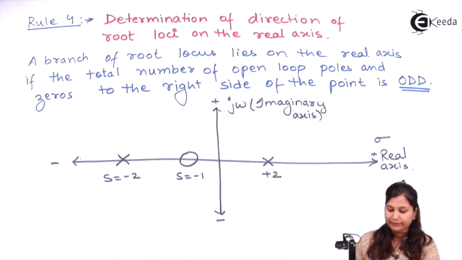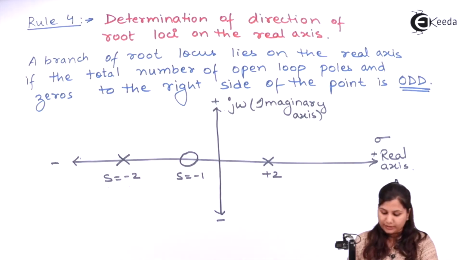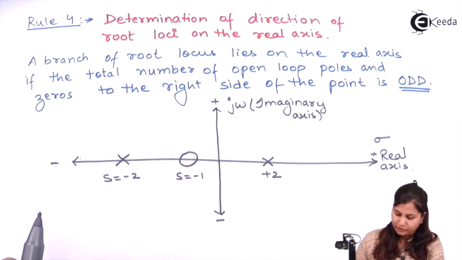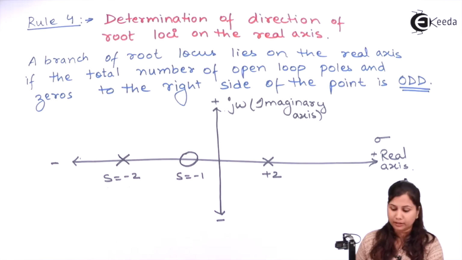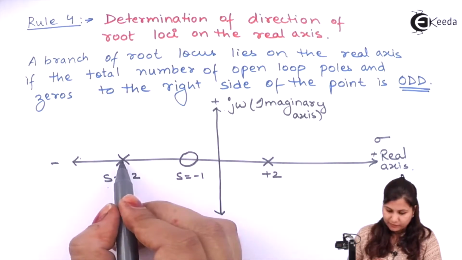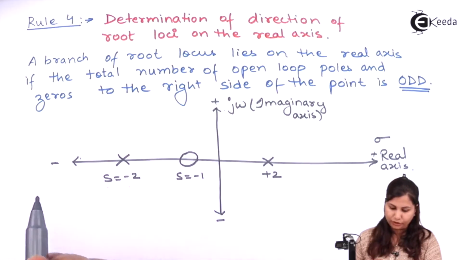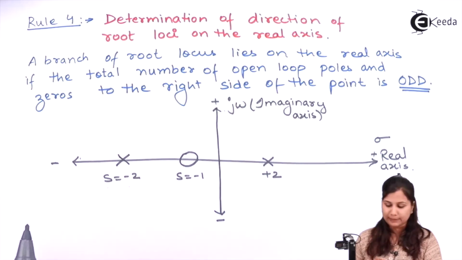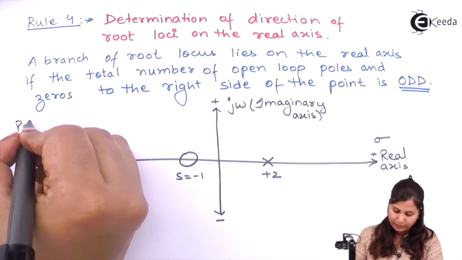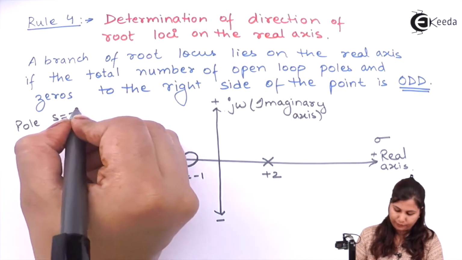Now to determine the direction, let's check one pole after the other. First, we will start from this pole. We want to find the direction of the root locus for this pole s equals -2.